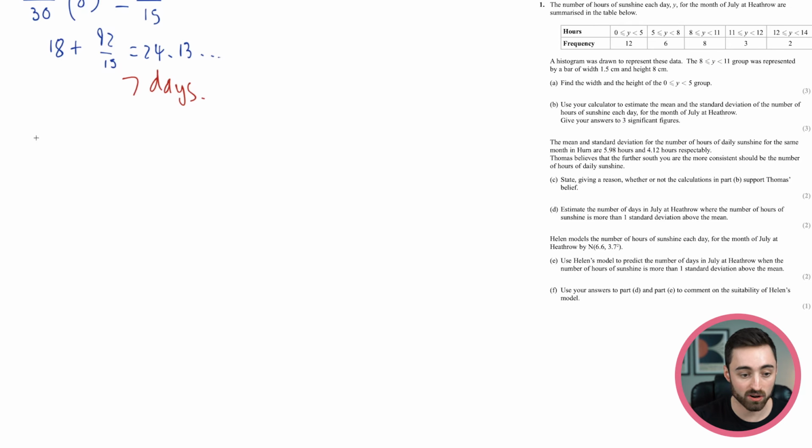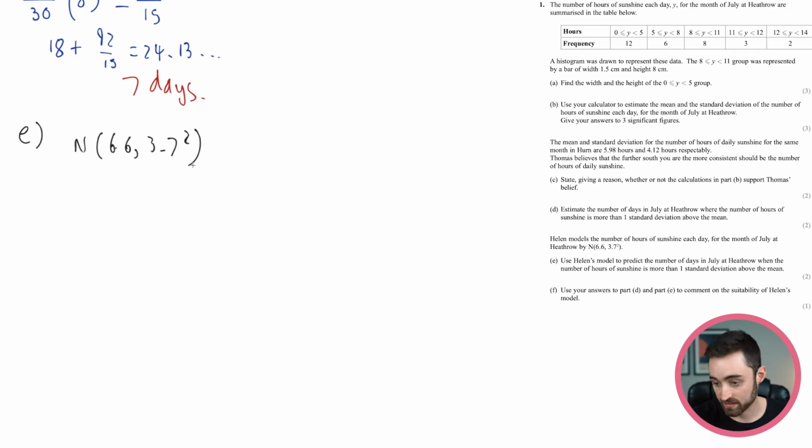Helen models the number of hours of sunshine each day for the month of July at Heathrow by a normal distribution with a mean of 6.6 and a variance of 3.7 squared. Use Helen's model to predict the number of days in July at Heathrow when the number of hours is more than one standard deviation above the mean.